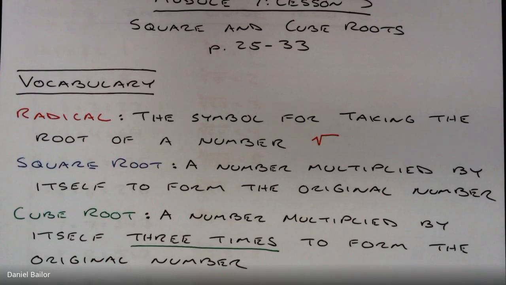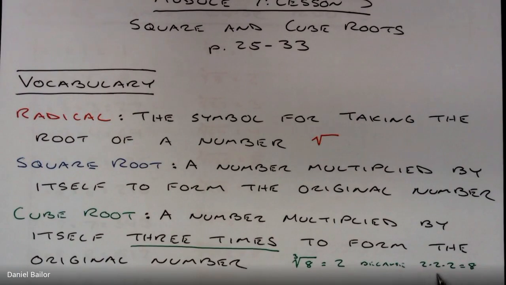A cube root is similar to a square root, but this time it's a number multiplied by itself 3 times to form the original number. So for example, the cube root of 8, and this is how we do cube root. We put a 3 on the radical, because it's cubed, and cubed means 3. The cube root of 8 is 2, because 2 times 2 times 2 equals 8. So it's the number multiplied by itself 3 times. So square root is only 2 times, cube root is 3 times. So 2 times 2 times 2 makes 8.